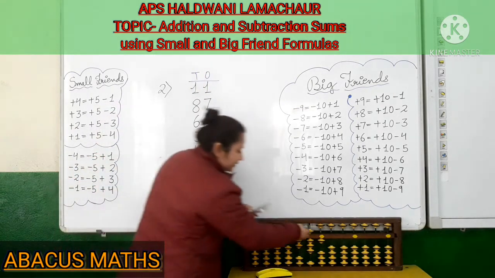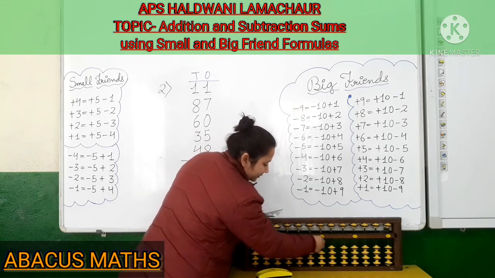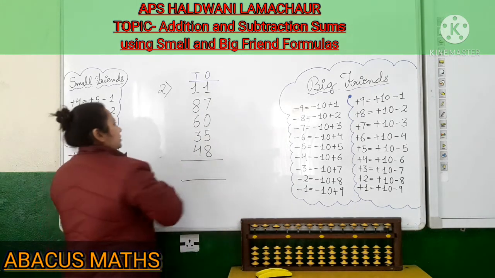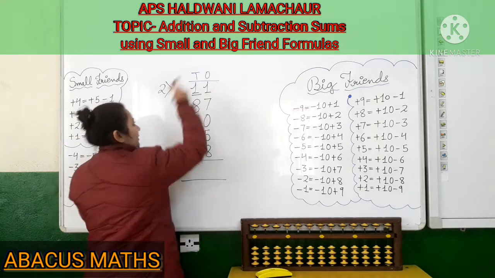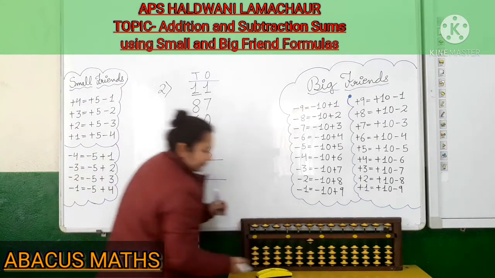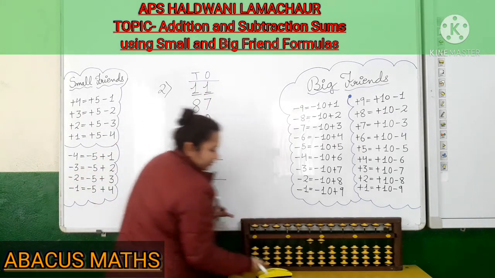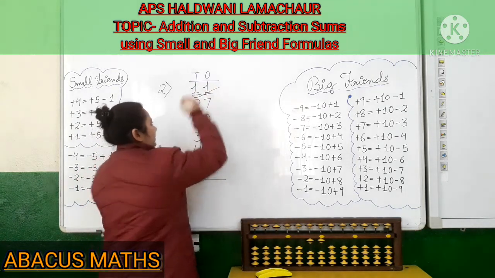Now set your abacus, upper beads up, lower beads down. Now let's start. First of all, add this 1 in 10's rod. Then again add this 1 in 1's rod. 11 we have added and this is done.